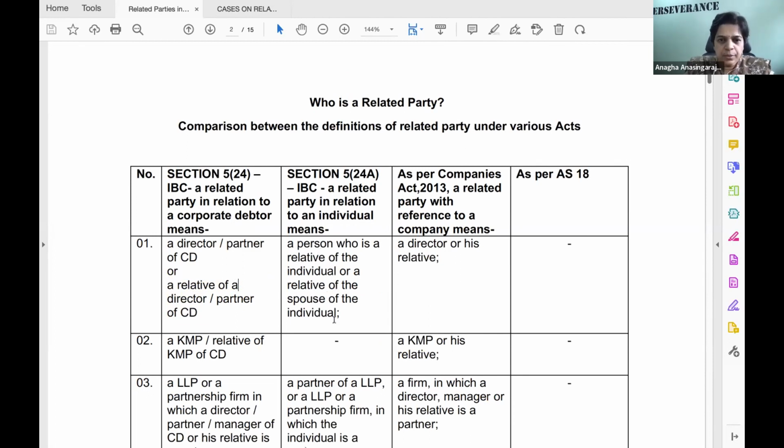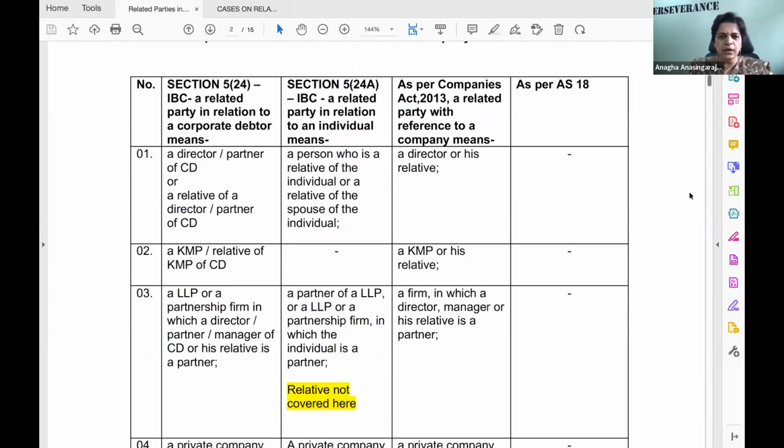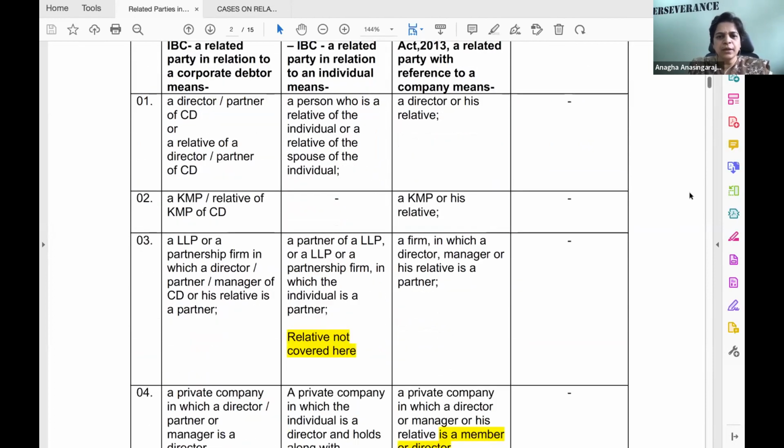So it means a person who is a relative of the individual or a relative of the spouse of the individual. So both categories are covered, a relative of the individual as well as a relative of the spouse of that individual. Then a partner of the LLP or a LLP or a partnership firm in which the individual is a partner. So here the relative is not covered. So any partnership firm or the LLP where that relative is a partner is not covered. Only a partner of a LLP or a LLP or a partnership firm in which that individual is a partner, then that LLP will become that related party of that partner.